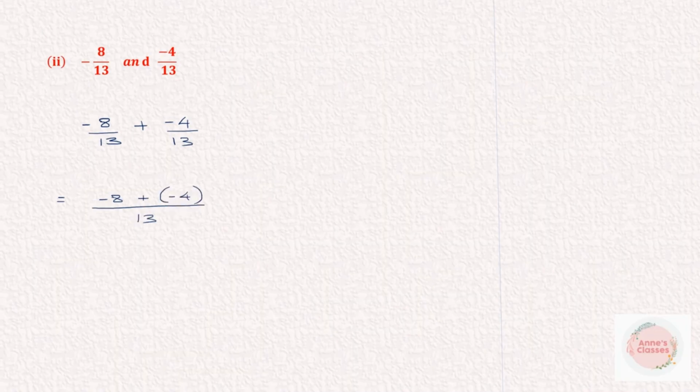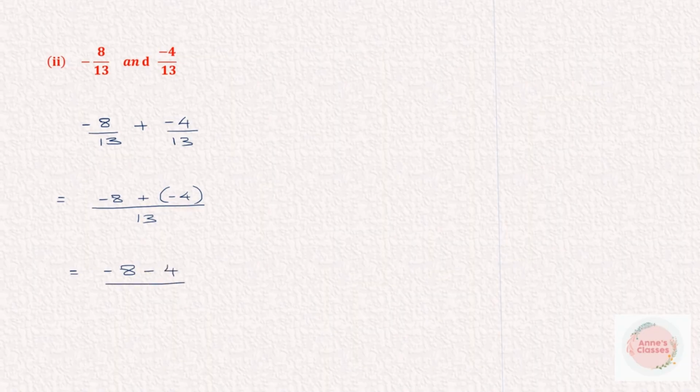Question 2. So here also we have two rational numbers. We're going to add up these two. So let's write that. So this becomes minus 8 by 13 plus minus 4 by 13. Here also denominators are the same. So we can write the same denominator and the same numerators: minus 8 plus minus 4. So this will be minus 8 and because the sign before the bracket is plus, this will remain the same. So it becomes minus 4.